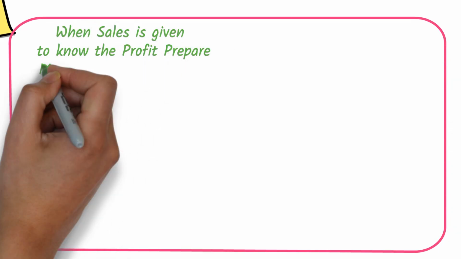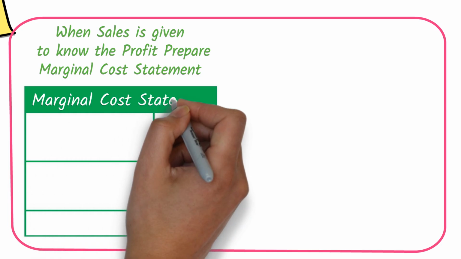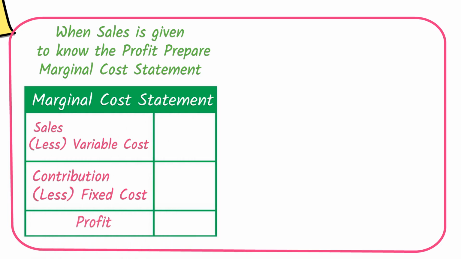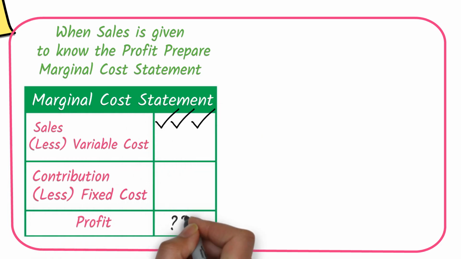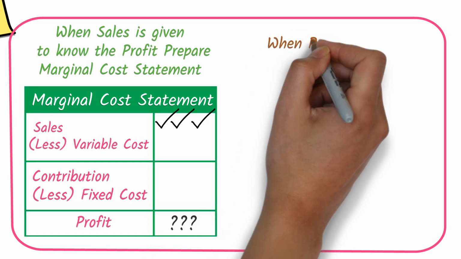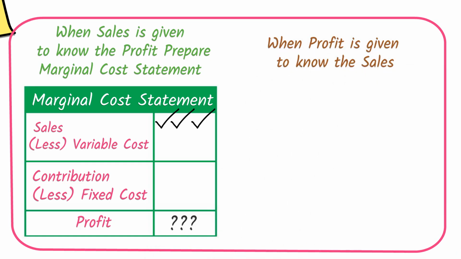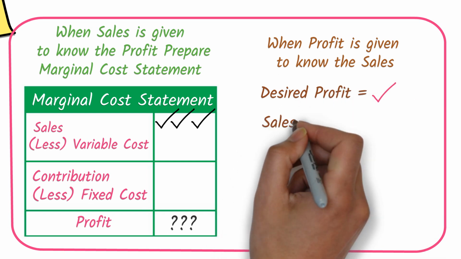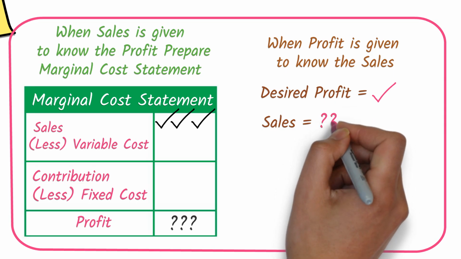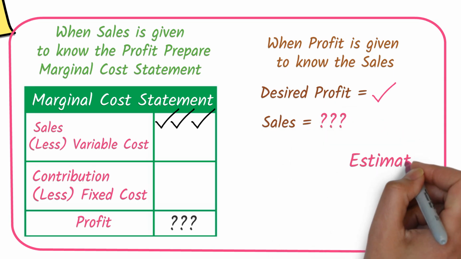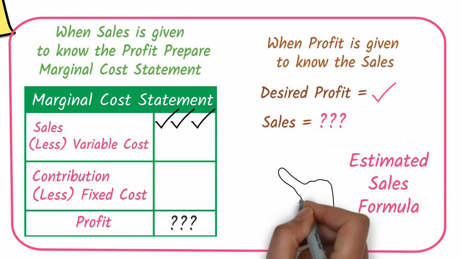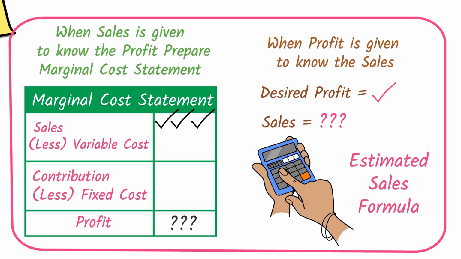When the sales is known and you want to know the profit, in that case you have to prepare the marginal cost statement. And the situation is reverse. First you fix the profit, that is you have a desired profit and you are interested to know what is the volume of sales to be done to achieve that profit. For this you have to apply the estimated sales formula.